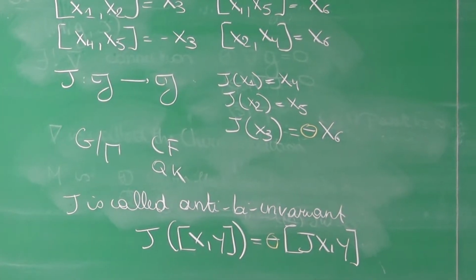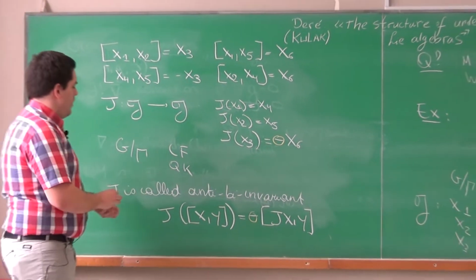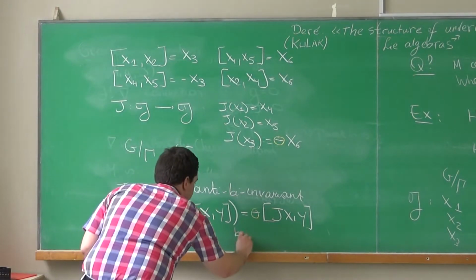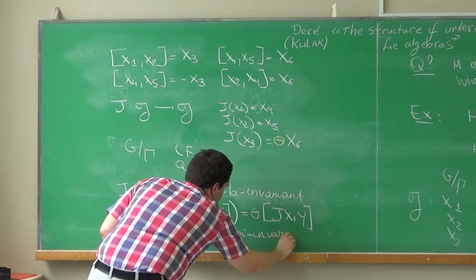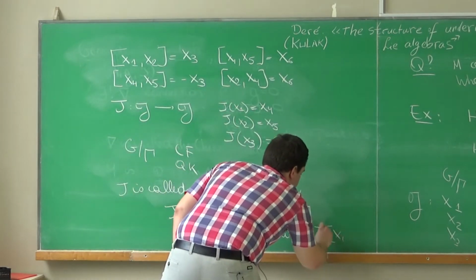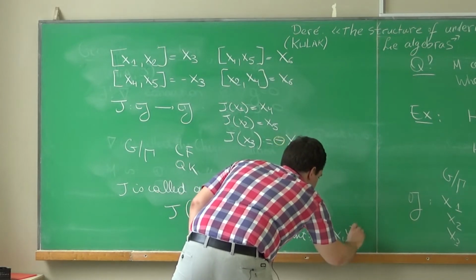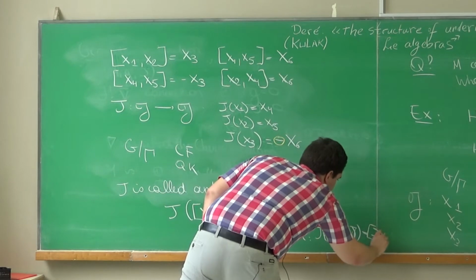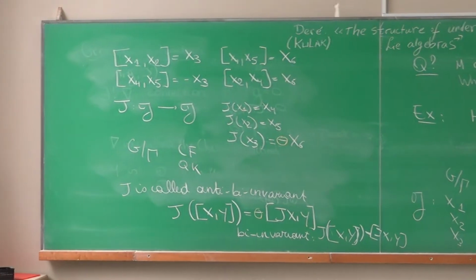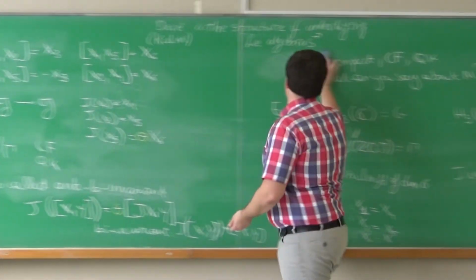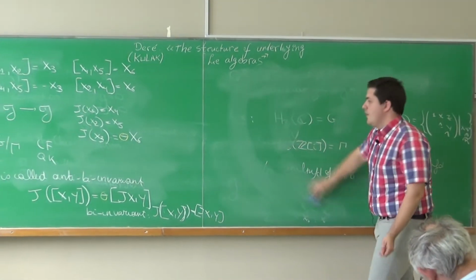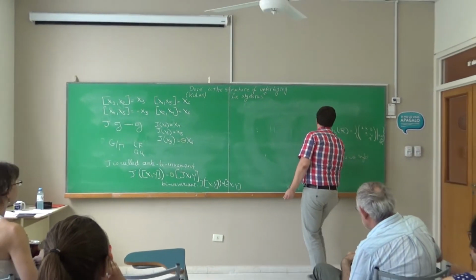Okay. So probably you're more familiar with really bi-invariant complex structures, and that is really if the minus is not here. So the bracket of Jx and y is J of the bracket of x and y. Okay. And so this is the first example we have.